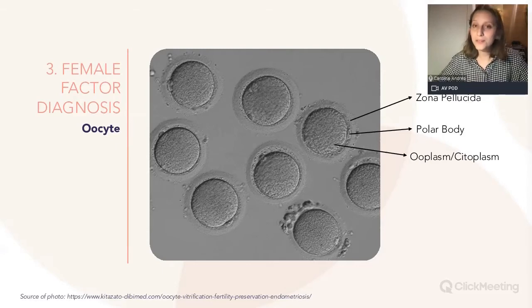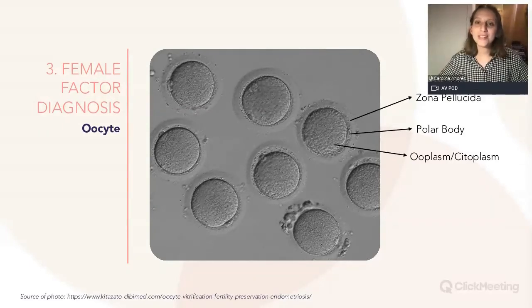So let's move on to the female factor diagnosis. Here, the main character is the egg, as most of you have already heard. But there are other terms to refer to the cell. For example, the ovum, or more scientifically, the oocytes. That's how we call them at the laboratory.